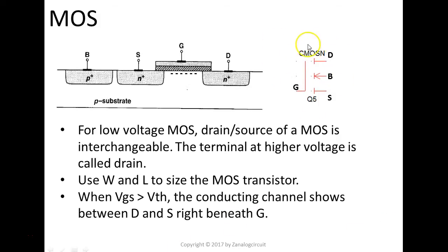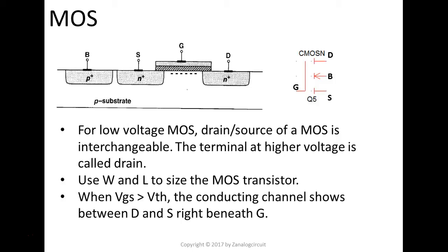On the right side is the schematic symbol for the MOS transistor. It has four terminals: drain, source, gate, and body. When you apply a positive voltage between gate and source, and that voltage is higher than the threshold VT of the MOS, a channel between drain and source is created. So now the transistor is conducting.